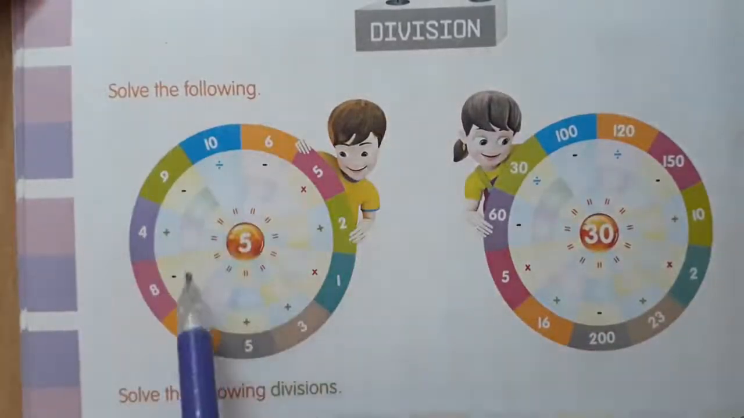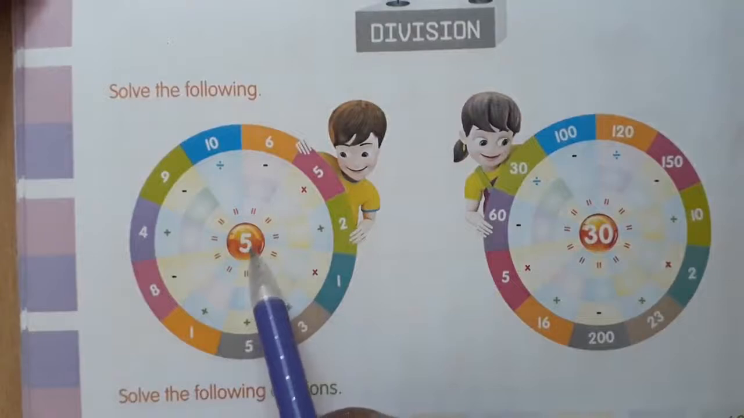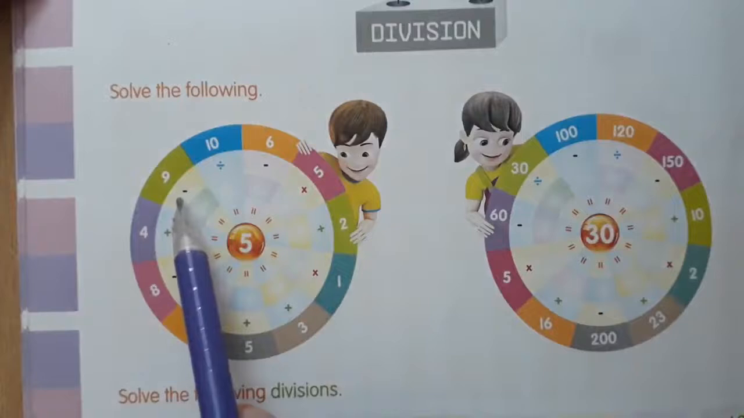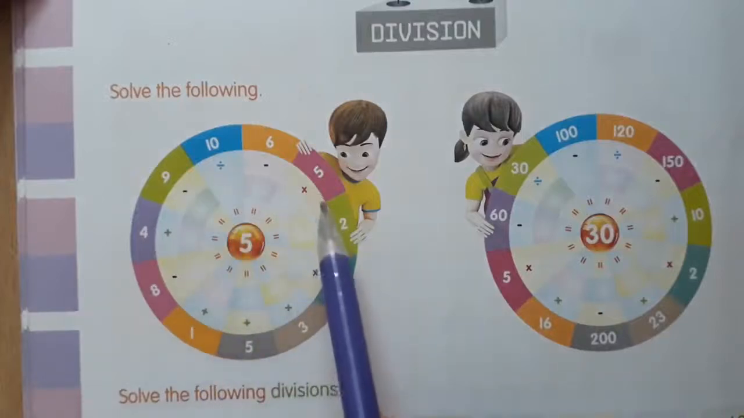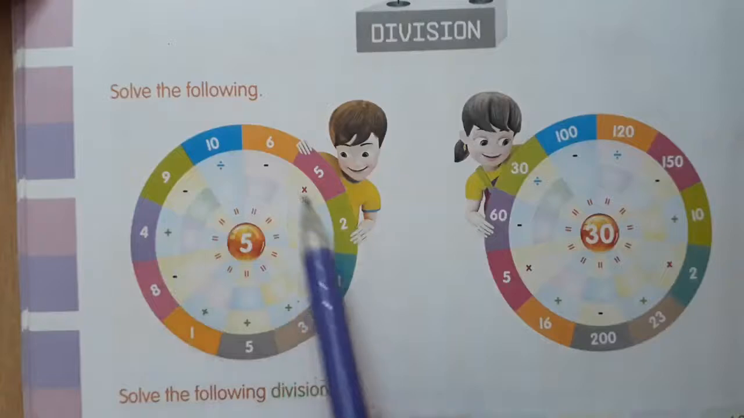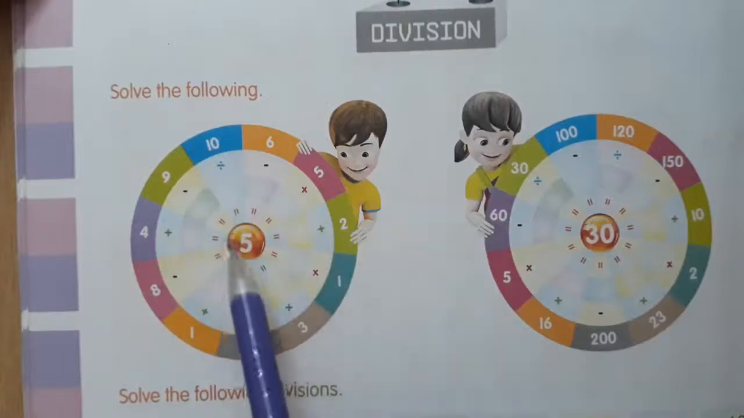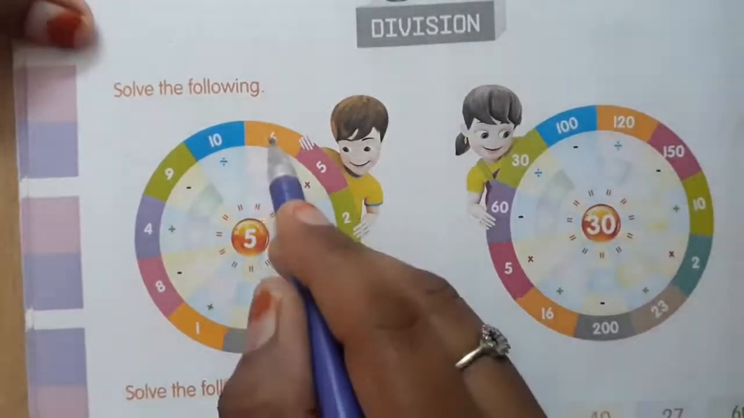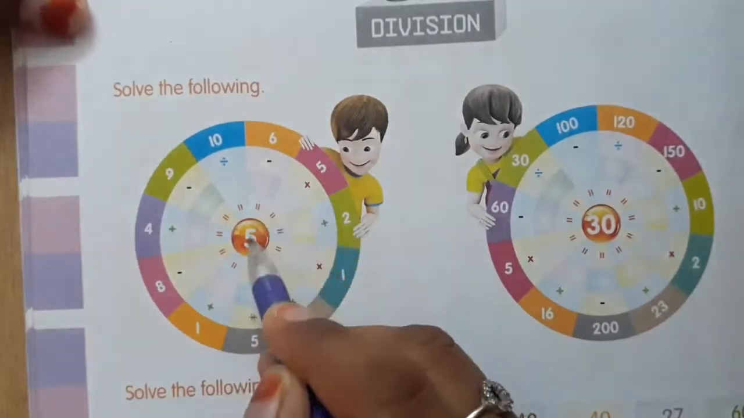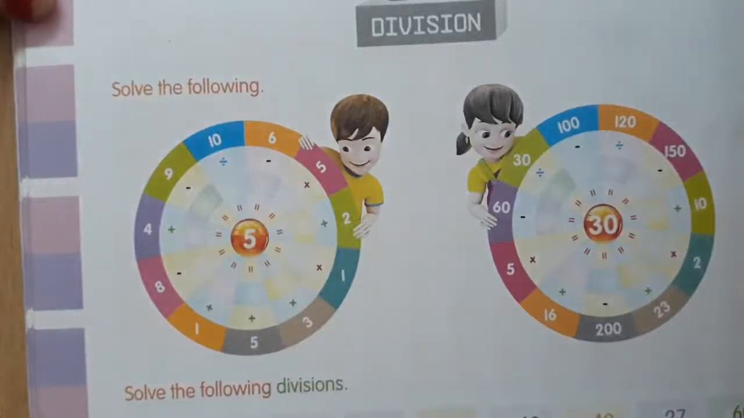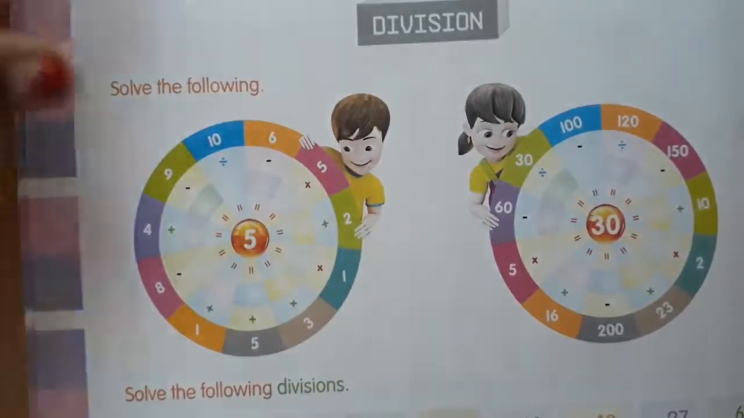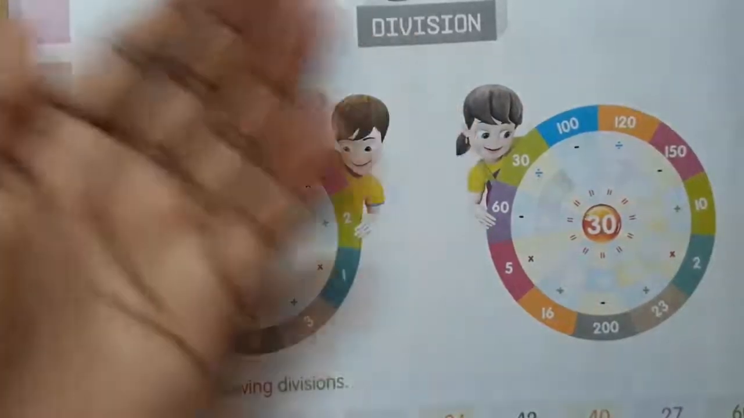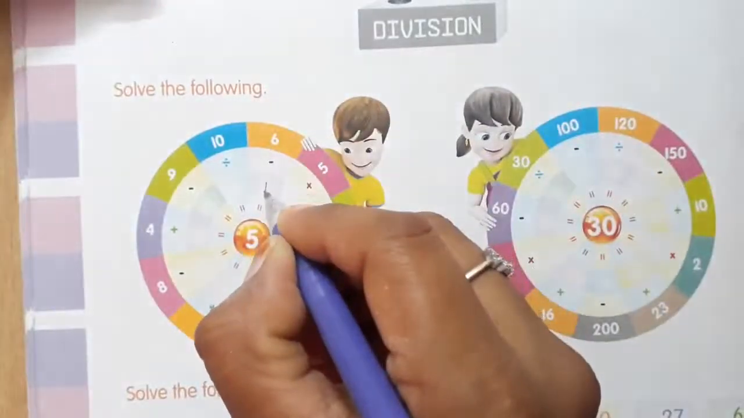Solve the following. Here the number 5 is given, and on the outer side some numbers are given. In the third circle, they are given some symbols, children. By using those symbols and these numbers you have to calculate them. Okay, look here. 6 minus how much is equal to 5? Take 6 fingers, cut off one finger. 5. So 6 minus 1 is 5.